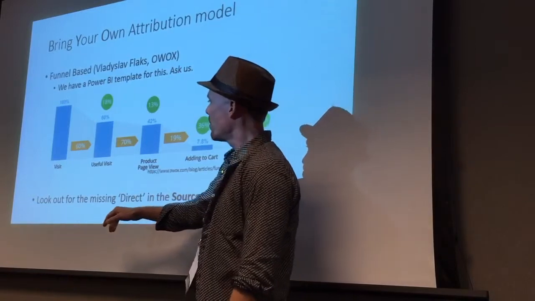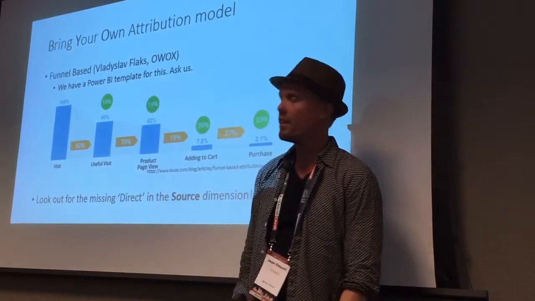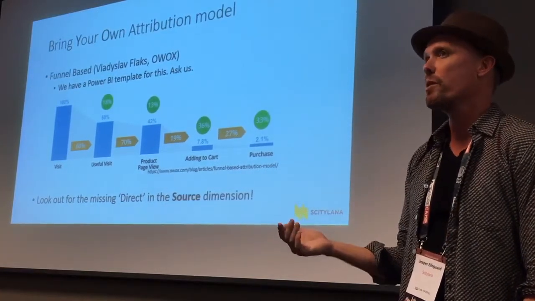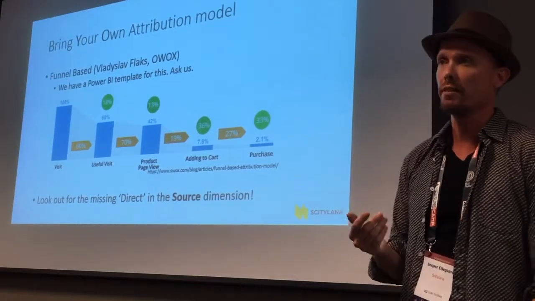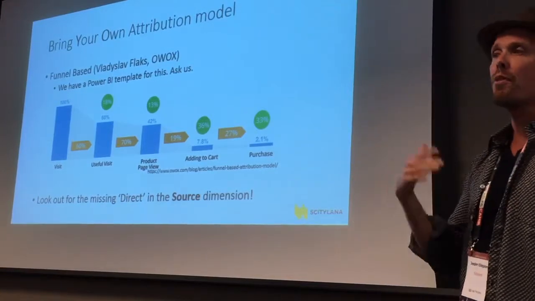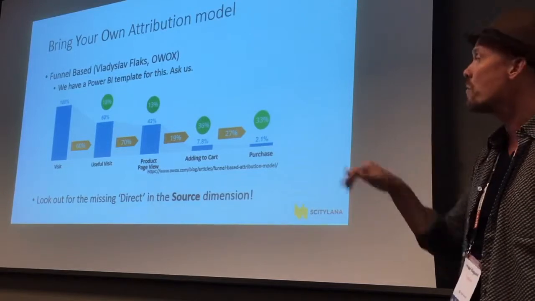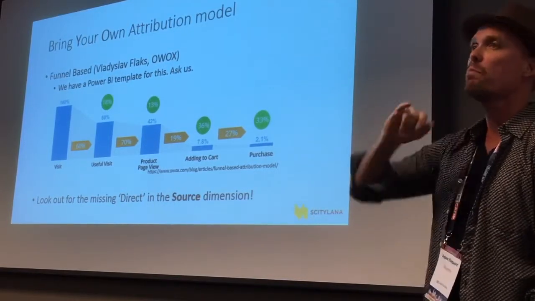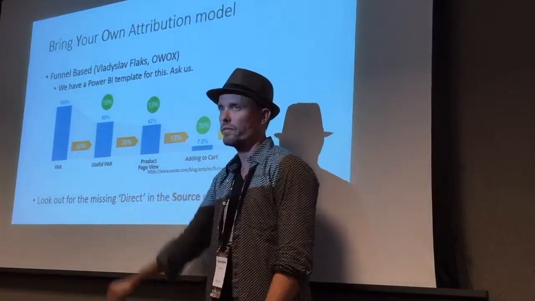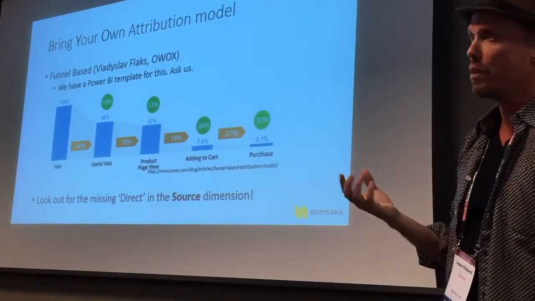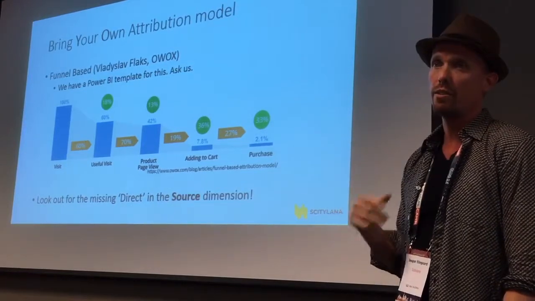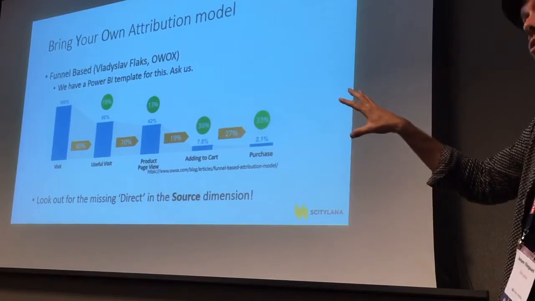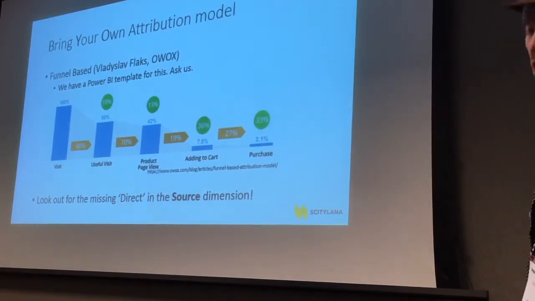In this case, you should look out for the missing direct in the source dimension. Does anyone know what I mean by that? When a user first arrives to a website, coming direct, the source will be set to direct. That's easy to understand. But if the user afterwards comes from a campaign, that campaign will be set in the source dimension. If the user then for the third visit comes direct again, the source will still be the campaign and the direct will be missing. So it's important if you extract data from, for example, Google Analytics, that you take care of the direct. Choose a tool or a vendor that is able to deliver that direct. Or else your attribution modeling calculation will go wrong. Not completely wrong, but a bit wrong.